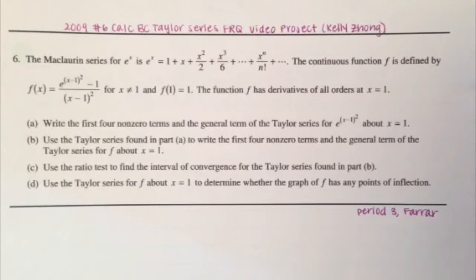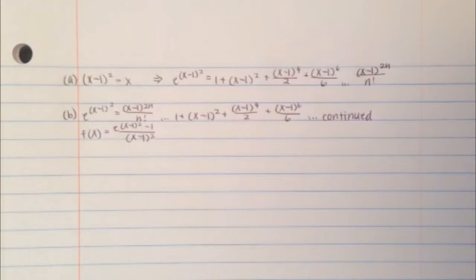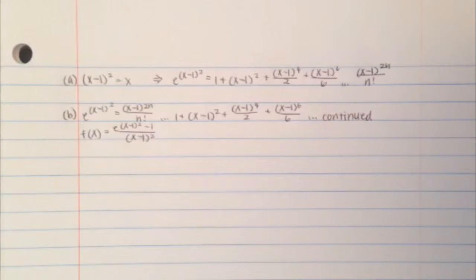Part B tells you to use the Taylor series found in Part A to write the first four non-zero terms and the general term of the Taylor series for f about x equals 1. And they tell you what f is. It's e to the (x minus 1) squared minus 1, over (x minus 1) squared. This is the information that you already know. Because you know what e to the (x minus 1) squared is, you can substitute it in by plugging the first four non-zero terms into f of x.